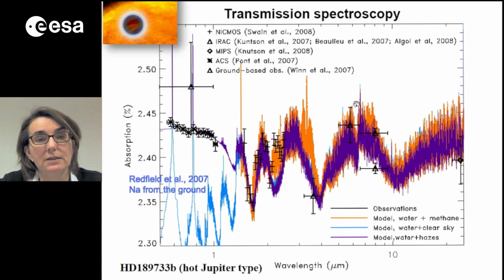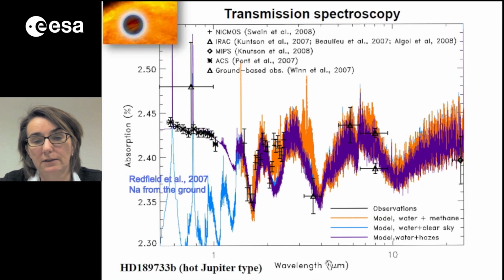Examples are shown here. This is an example of a primary transit done in the optical range of a hot Jupiter planet. So here's the absorption shown over wavelengths. All the colored lines show different models of the Jupiter planet gas giant atmosphere. So there are models with water and methane present, water and clear sky, or water and hazes in the atmosphere. And the black crosses are the actual observations.